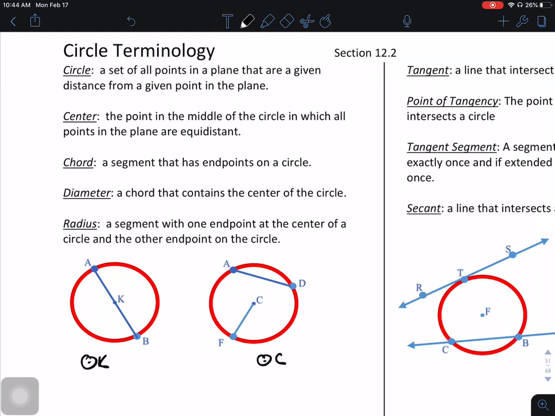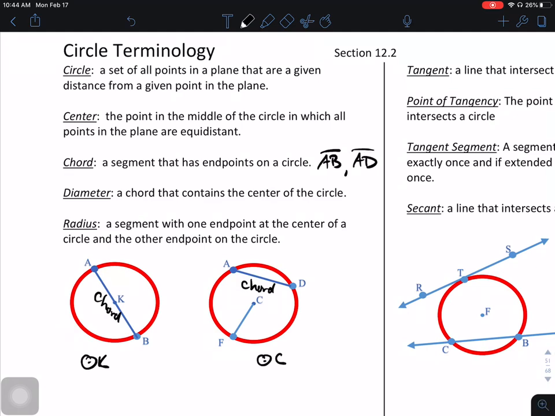Chord: a segment that has endpoints on the circle. Segment AB is a chord. Segment CD is a chord. They are segments whose endpoints are on the circle. Add this segment AB, segment AD.